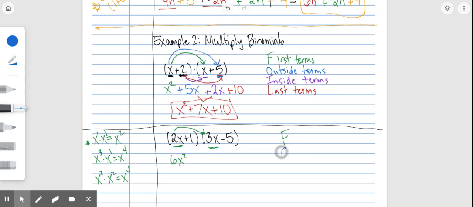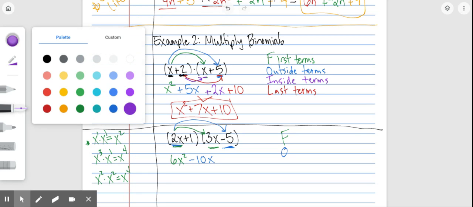The next thing that I'm going to do is outside terms. So the furthest outside term is this 2x and this negative 5. So I do 2x times negative 5, which gives me negative 10x. Okay, make sure that you hold on to the symbol in front of each number so that you know whether or not you're dealing with positive or negative numbers.